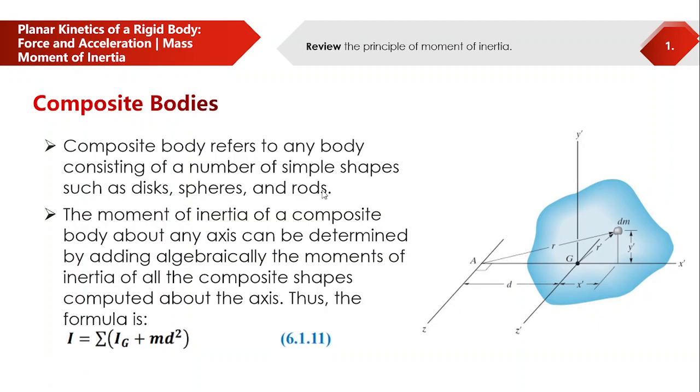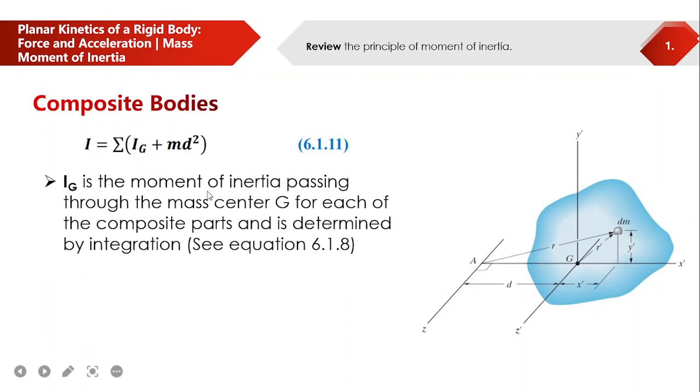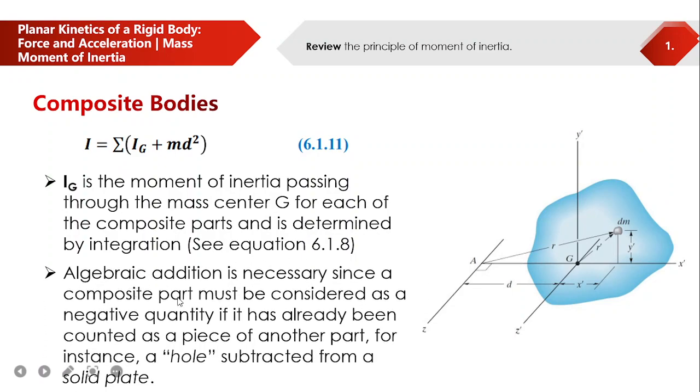Okay? For example, let's have an example for easy understanding, two problems na nag-involve ng composite bodies. So, I sub g is the moment of inertia passing through the mass center g for each of the composite parts, and is determined by integration. Okay, so algebraic addition is necessary since a composite part must be considered as a negative quantity if it has already been counted as a piece of another part. For instance, a hole subtracted from a solid thing.